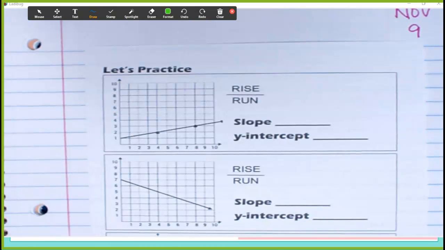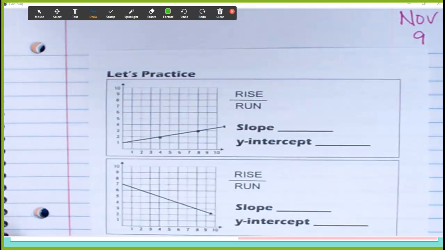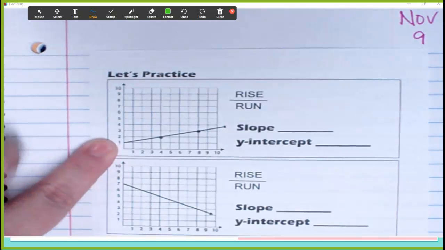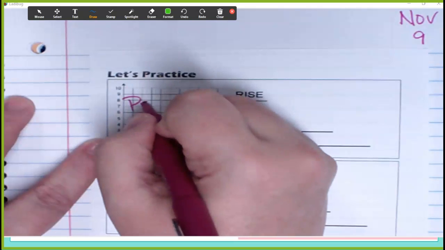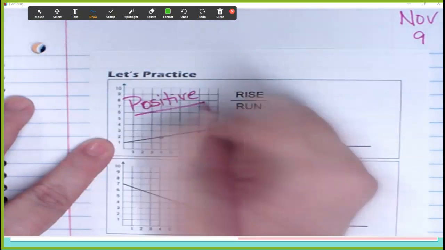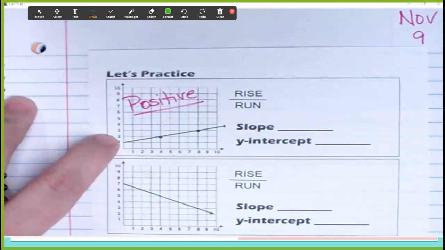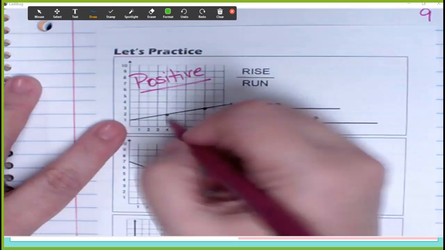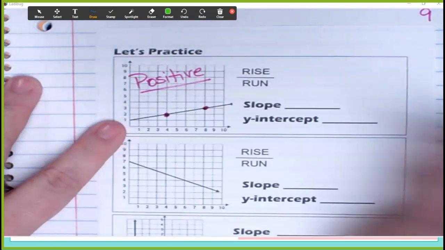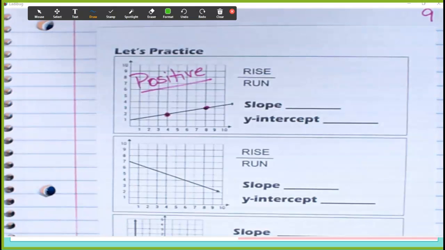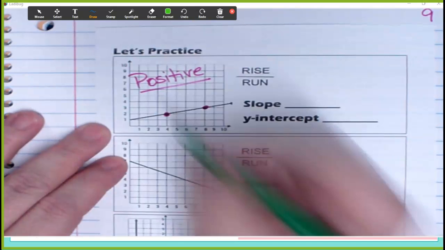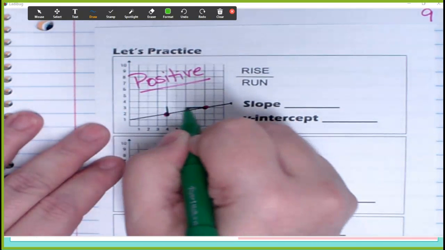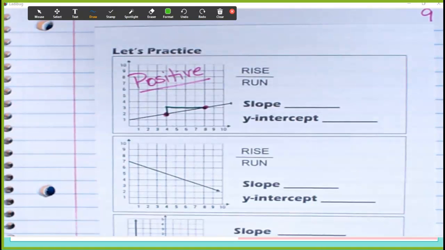All right, so we're going to practice. First thing, what kind of slope is this? Positive, negative, 0, or undefined? Positive. Make yourself a brain note. Remind yourself that it's positive. All right, next we need to pick 2 pretty points. Are there pretty points already here? Let's use them. 4, 2, and 8, 3. All right. What do I do after I pick my 2 pretty points? I need to make my right triangle. So that way I can count my distance, my rise and my run.